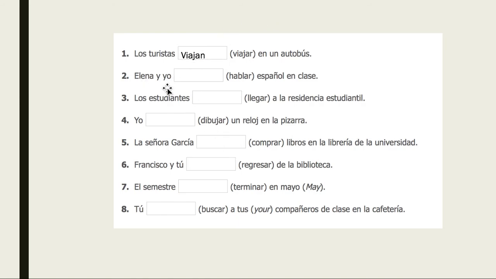Elena y yo, Elena and I would be we, so the corresponding subject is nosotros. In this case, the verb is hablar. Nosotros hablamos. So go through that, figure out who the subject is, and then conjugate the verb appropriately. As you can see, the AR is dropped, and then the corresponding ending is added.